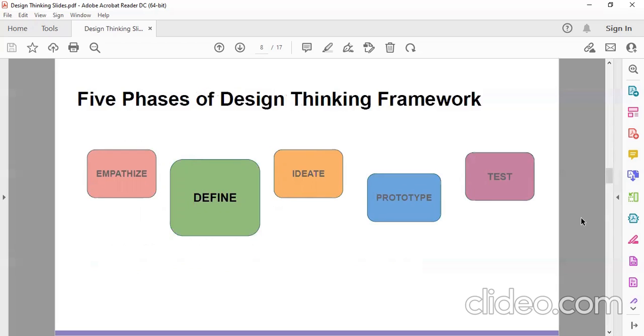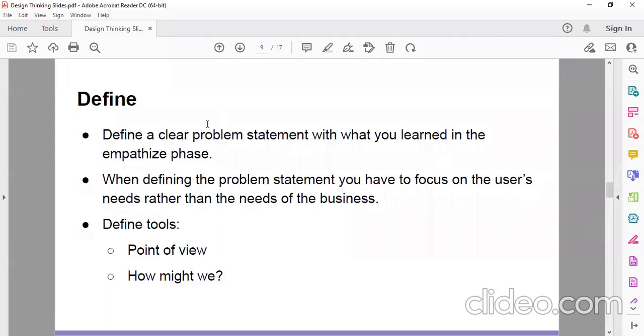So after finishing the empathize phase, after understanding the user, we will be moving on to the define phase where we define a clear problem statement, right? Define a clear problem statement with what you learned in the empathize phase. So here you have to synthesize your observation, right? You have to synthesize the observations you gained in the previous phase, and you have to define the problem statements that are more meaningful and actionable, right?